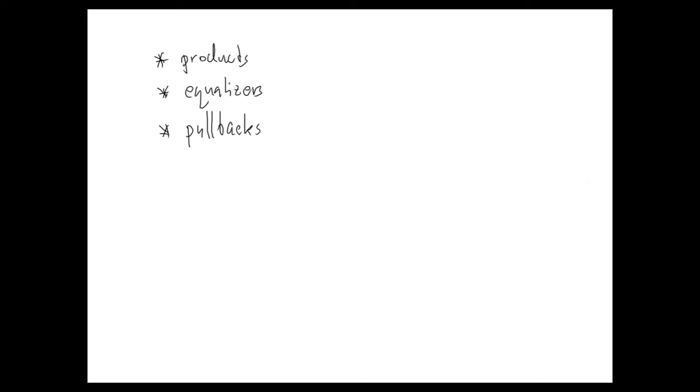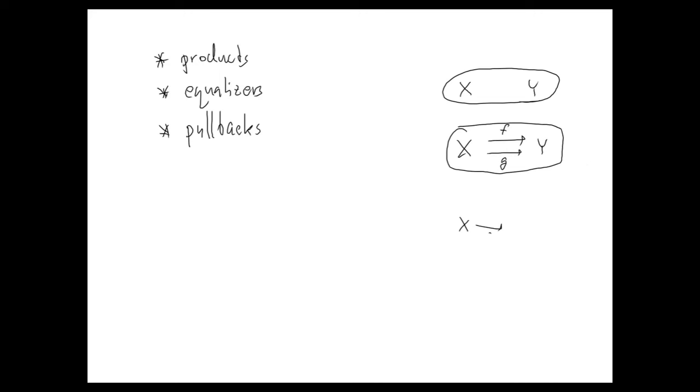So what about limits in general? Well, to define a general limit, I need to define a general diagram first, right? So in the case of products, the diagram over which the limit is defined was a discrete diagram. It only consisted of objects. In the case of equalizers, it consisted of two parallel arrows. And in the case of pullbacks, it had this shape. So how does a general diagram look?